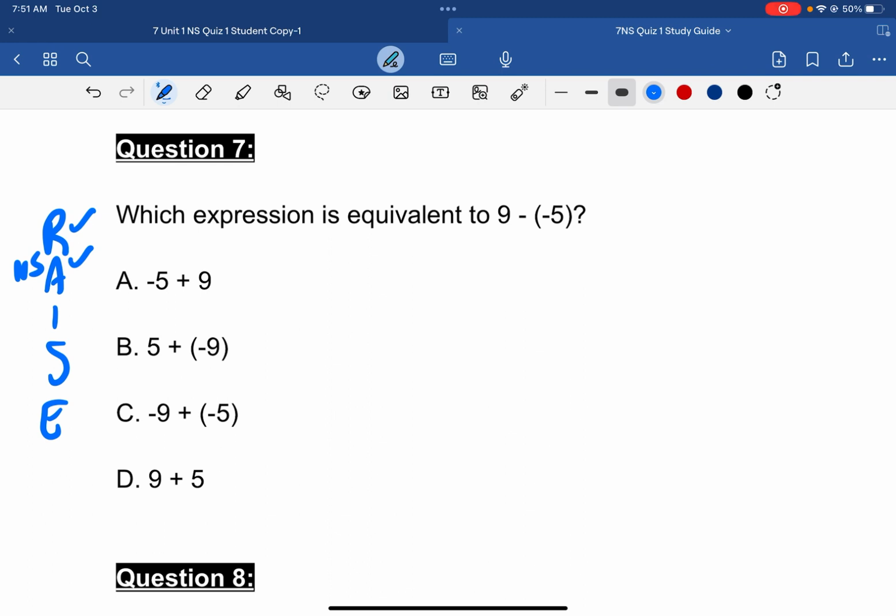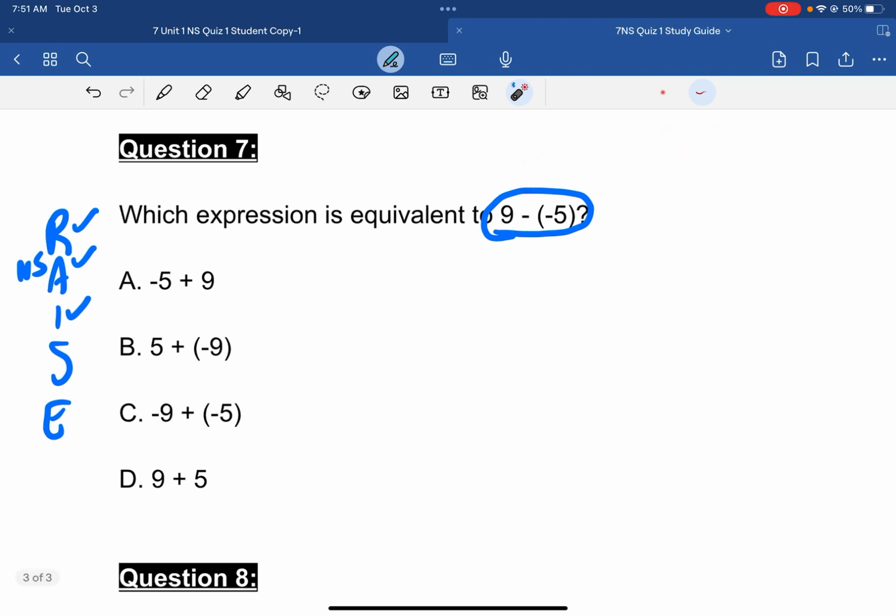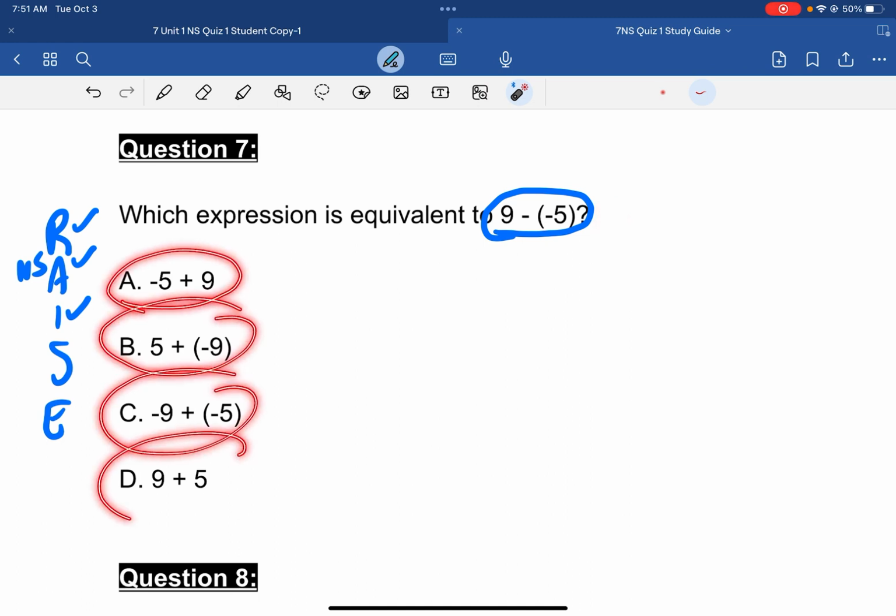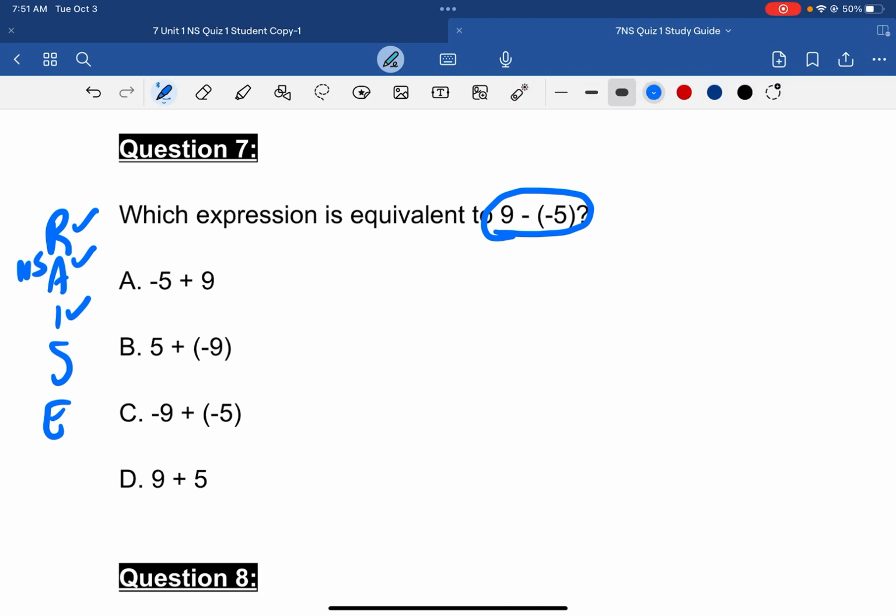I is to identify the key facts. Really, the only key fact we have is this expression here. So S is to show you a strategy. Now there's two. Because we're dealing with a subtraction question, you could either use keep, change, change, or you could use your calculator to see what this equals first, and then find out which of these choices has the same exact value. And that's exactly what this word equivalent means. It just means equal to. So let's start with KCC.